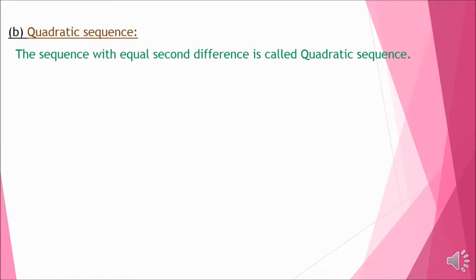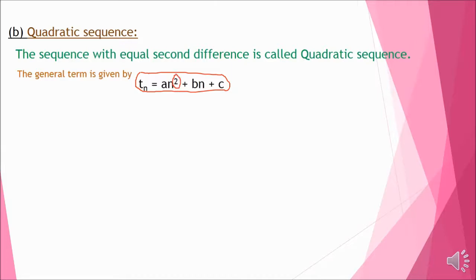Now the topic: quadratic sequence. The sequence with equal second difference is called a quadratic sequence. If there is equal first difference, then it is a linear sequence, and if there is equal second difference, it is a quadratic sequence. The general term is given by Tn is equal to an^2 plus bn plus c. You have to remember this general term. For a quadratic sequence, the degree of n in the expression is 2.